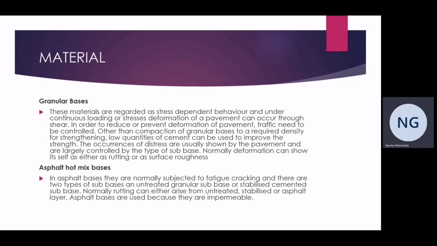The occurrences of distress are usually shown by the pavement and are largely controlled by the type of sub-base. Normally, deformation can show itself either as rutting or as surface roughness. Asphalt hot mix bases are normally subjected to fatigue cracking, and there are two types of sub-bases: an untreated granular sub-base or a stabilized cemented sub-base. Normally, rutting can arise from an untreated, stabilized, or asphalt layer. Asphalt bases are used because they are impermeable.